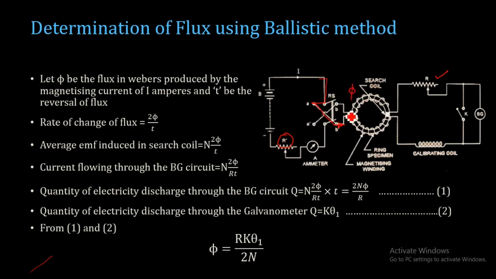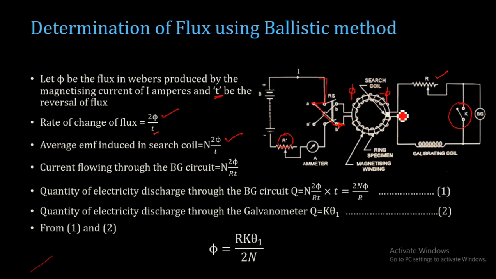And once you reverse the switch, what happens in this circuit? You will have minus I flowing, so because of that you will have minus phi produced. So the rate of change of flux will be given by phi minus minus phi divided by t, where t is the total time taken. Okay, and the average EMF induced in the search coil is N d phi by dt, that is N into 2 phi by t.